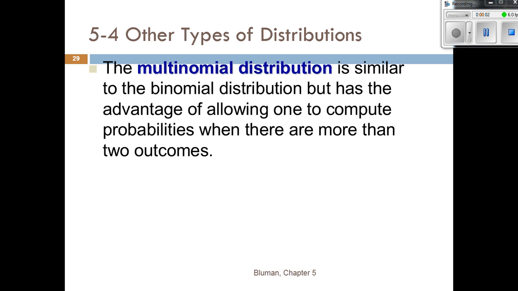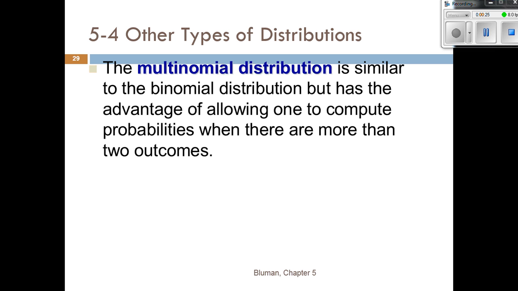This is the last new section for Chapter 5. We're going to be looking at other types of distributions. So far, we've looked at our binomial and different probability distributions. So the probability distribution was the first type. We're going to look at multinomial distributions.